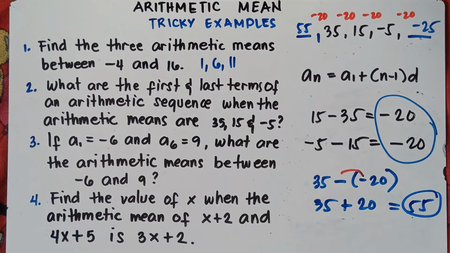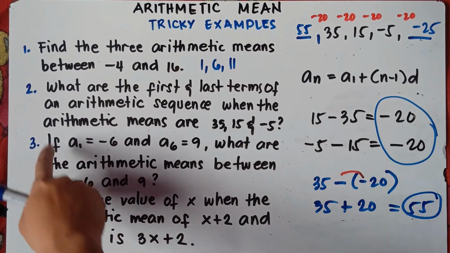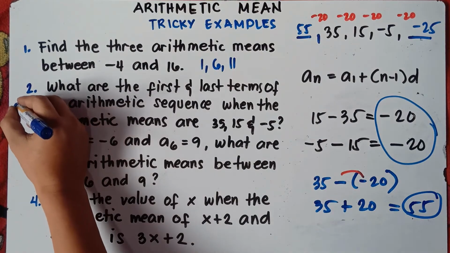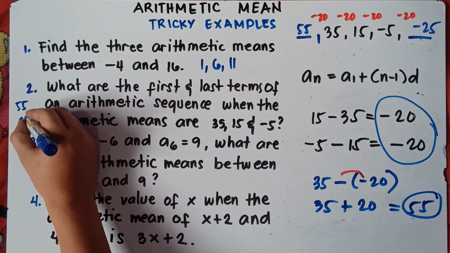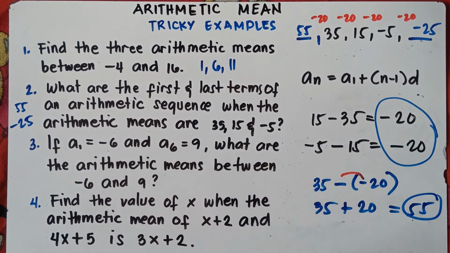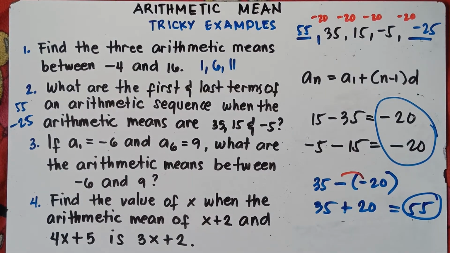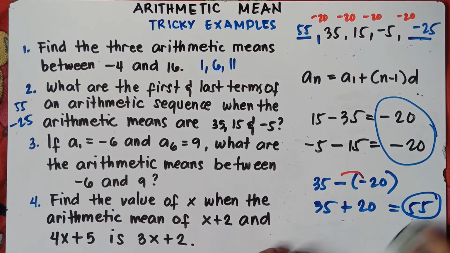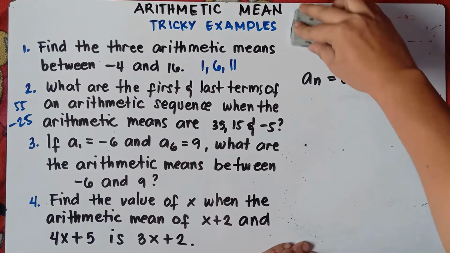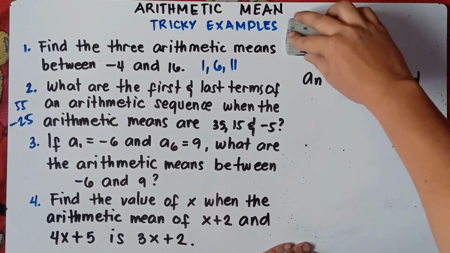So that's it, class. That's the answer for number 2. First term is 55. Last term is negative 25. I hope you get that one, class. We don't have enough space, let me just put it here. Our answer is 55 and negative 25 for number 2. Alright, let's try number 3.